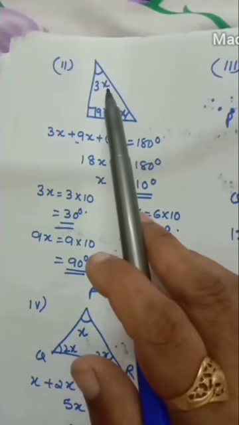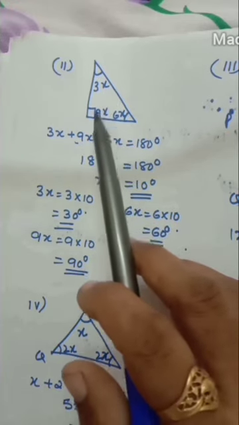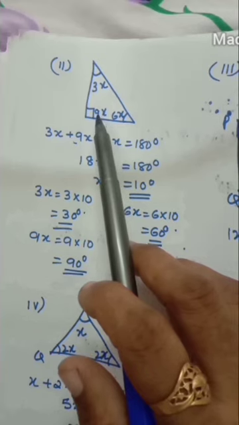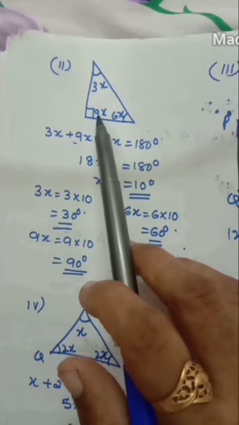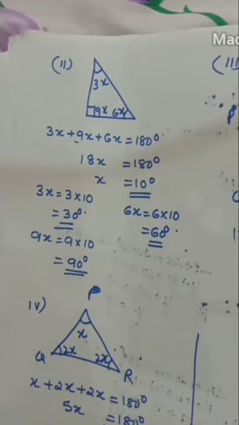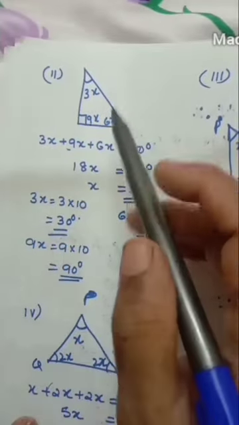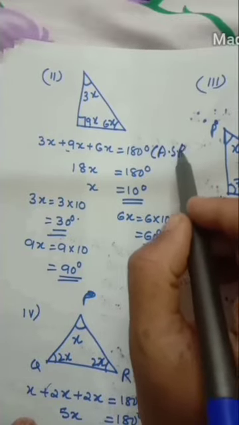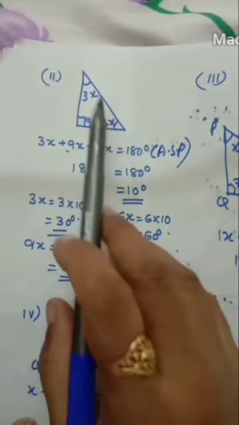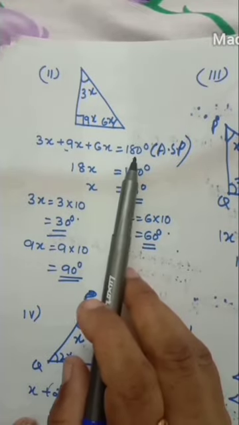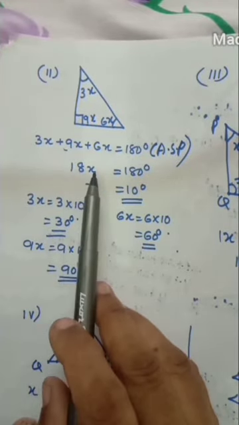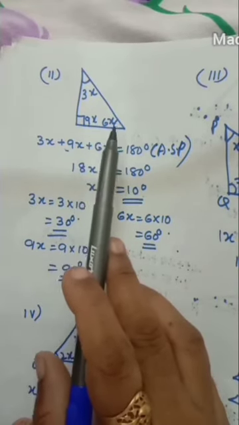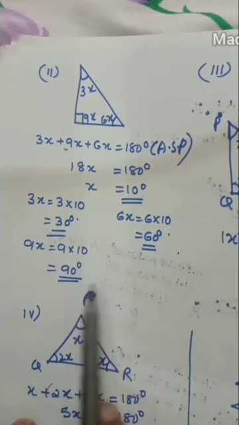Second part. 3x. Here square meaning, you know, square meaning 90. Okay. Like that you can do very easily also. Like that you can do, but here I did the angle sum property. First you do it by the angle sum property method. After that I will tell you. Add these three angles and equate to 180 degrees. How many x? 18x, x equal to 10. After that you put the x value. 9 into 10, 6 into 10, 3 into 10, you will get the value.